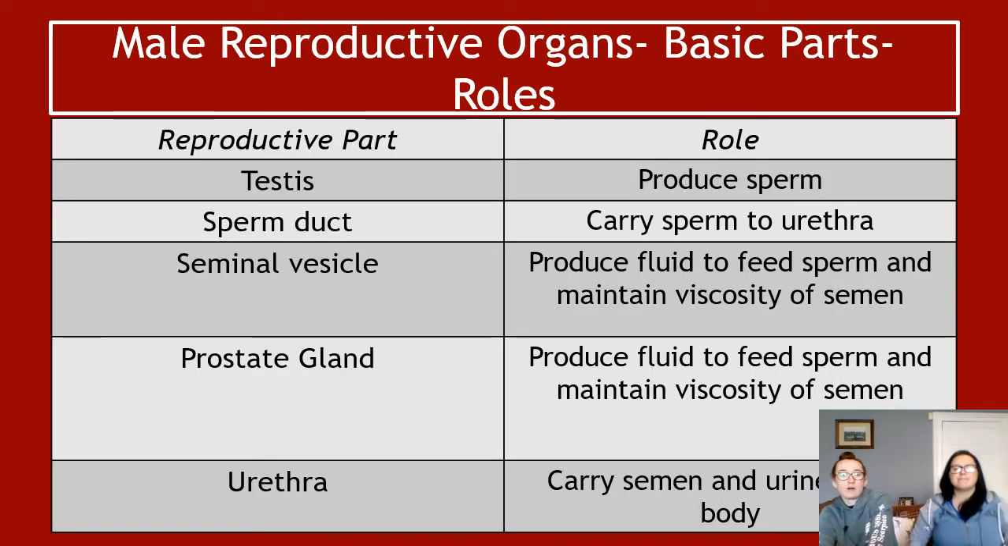Okay, so in terms of the basic parts and their roles, first of all, the testes, you should already know this, they are the things that produce the sperm. Sorry, the sperm duct carries sperm to the urethra. The seminal vesicle produces the fluid to feed sperm and maintain viscosity of semen.